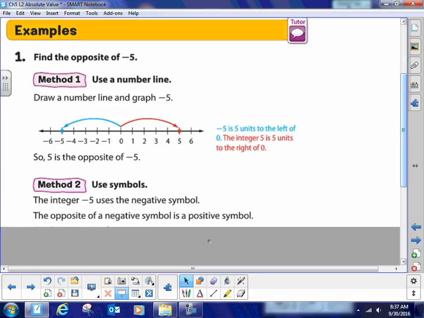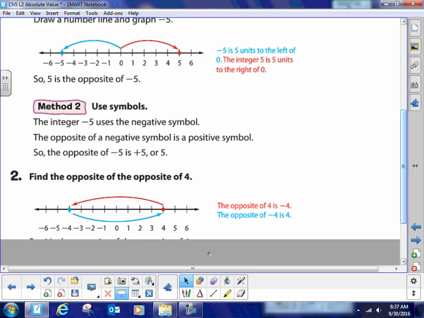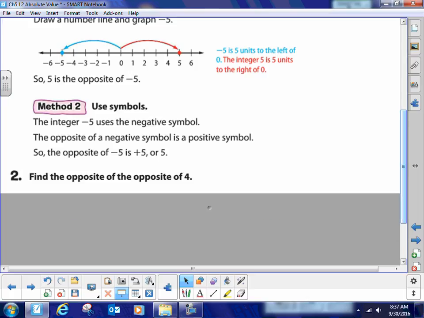My preferred method is method number 2, which is a little bit easier to understand. The integer -5 uses the negative symbol. The opposite of the negative symbol is a positive symbol. So the opposite of -5 is +5, or just 5, because we assume that a number without a negative sign is positive. Then it asks, find the opposite of 4.